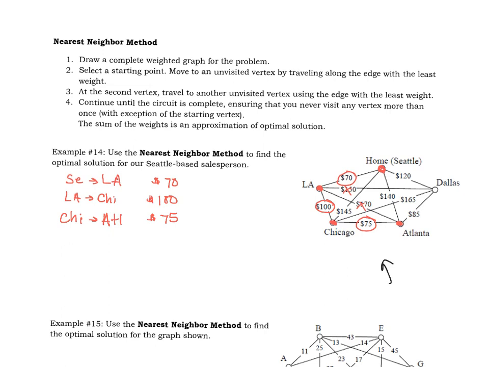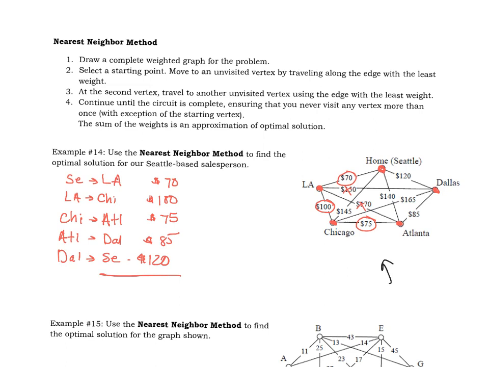So I think you can see that I'm going to need to go to Dallas regardless, because I can't do the 140 anyway, because that would put me back home without visiting Dallas first. Remember, we're looking for visiting every vertex just once and going back home. So Atlanta to Dallas is $85. And then that will put me back in Seattle. Dallas to Seattle was $120.